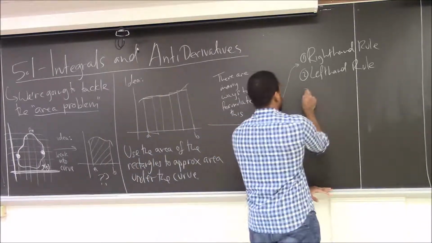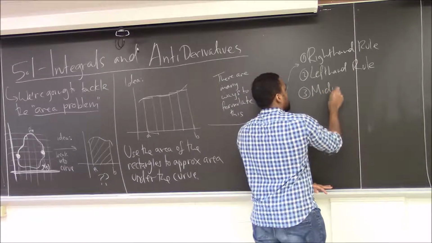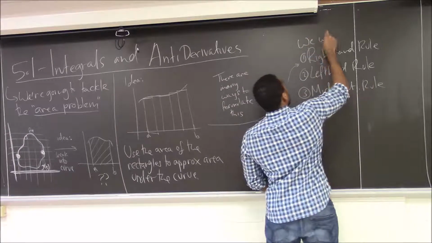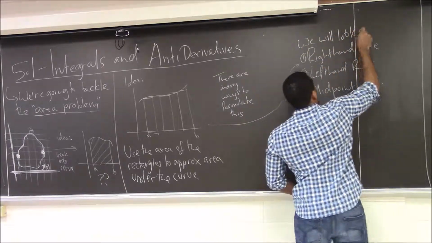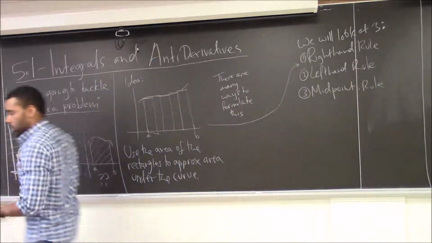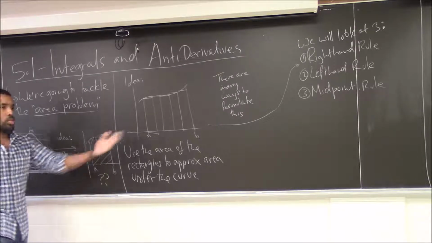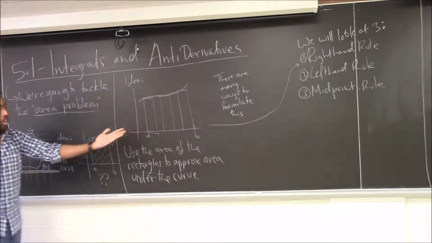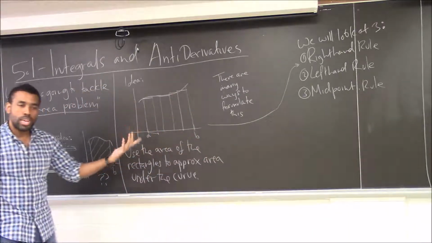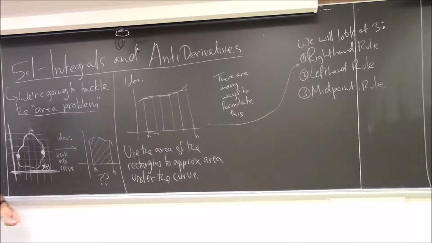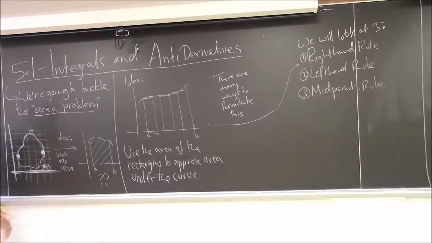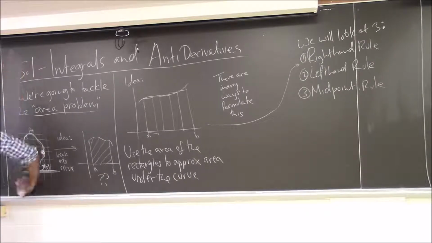It's a different one. And there's the midpoint. So we will look at 3. That's just the start. This is just going to be the beginning of the chapter, where we're going to look at 3 elementary methods of doing this process. Taking a random curve, erecting rectangles under that curve, using the area of the rectangles to approximate the area of the curve. So if I add up the area of all these rectangles, it will give me some sort of estimate for the area under the curve itself. So that's what we're going to do.